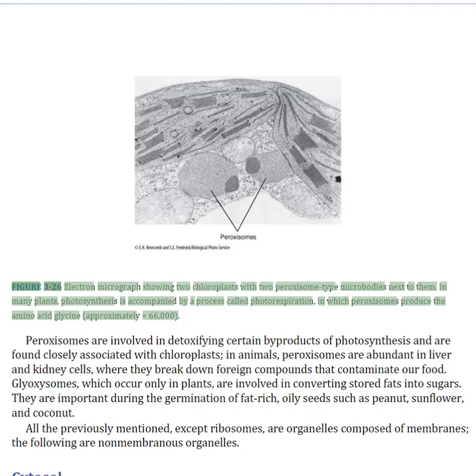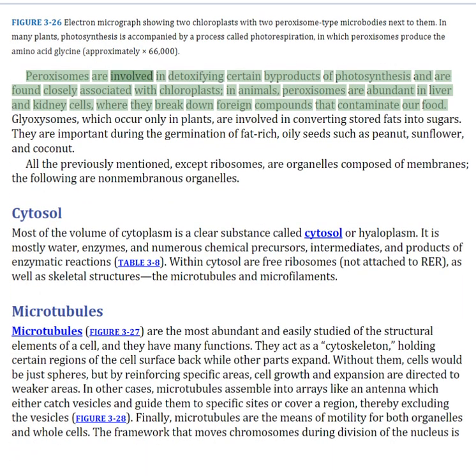Figure 3.26, an electron micrograph showing 2 chloroplasts with 2 peroxisome-type microbodies next to them. In many plants, photosynthesis is accompanied by a process called photorespiration, in which peroxisomes produce the amino acid glycine. Peroxisomes are involved in detoxifying certain byproducts of photosynthesis and are found closely associated with chloroplasts. In animals, peroxisomes are abundant in liver and kidney cells, where they break down foreign compounds that contaminate our food.